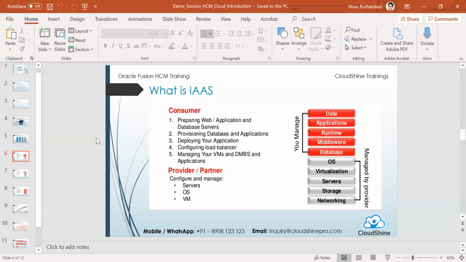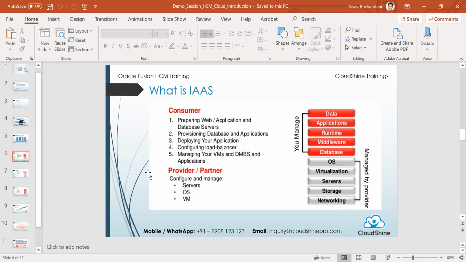So this is basically a deep dive into, or rather, we just talked about what is infrastructure as a service and the responsibilities in that. So we have a consumer and the provider or the partner. So the consumer, in this case, if you as a consumer or as a company buy the infrastructure as a service from Oracle, then you will be responsible for all these activities, say preparing the web application and database servers, provisioning the database and applications, deploying the application, configuring the load balancers, managing the virtual machines and DBMS and the applications.